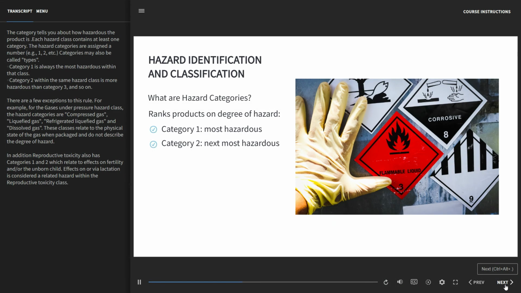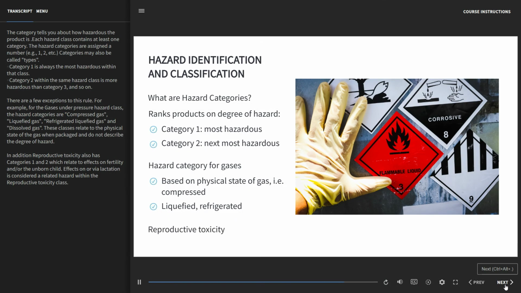There are a few exceptions to this rule. For example, for the gases under pressure hazard class, the hazard categories are compressed gas, liquefied gas, refrigerated liquefied gas, and dissolved gas. These classes relate to the physical state of the gas when packaged and do not describe the degree of hazard. In addition, reproductive toxicity also has categories 1 and 2, which relate to effects on fertility and/or the unborn child. Effects on or via lactation is considered a related hazard within the reproductive toxicity class.